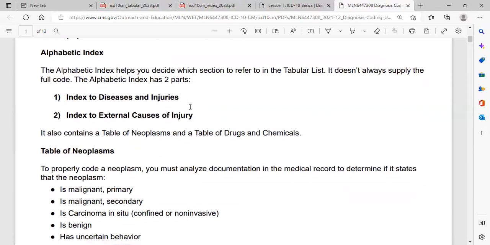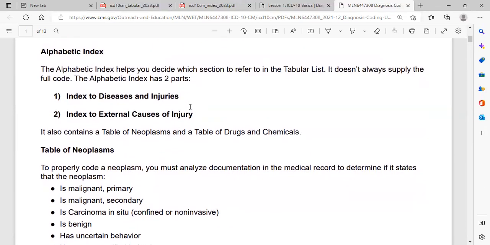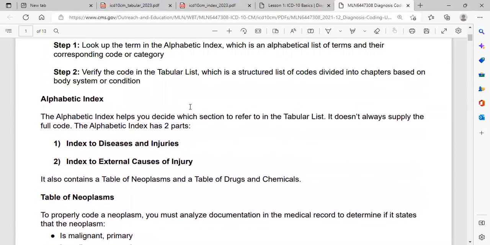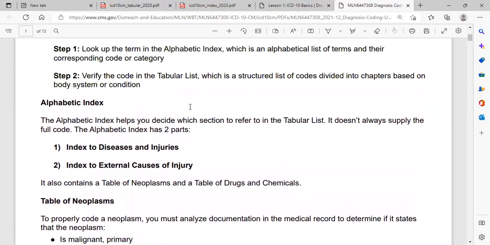So first two steps, go to the index, look up the injury or disease, and see if it's an external cause. And then from that alphabetic index, we are going to confirm in the tabular list. So let's go ahead and do one, and I will demonstrate and you'll see how this goes.